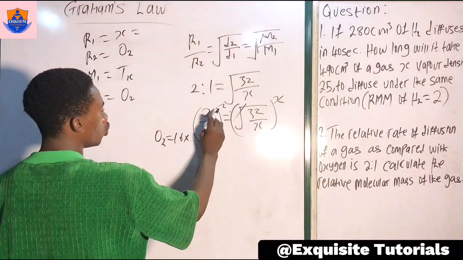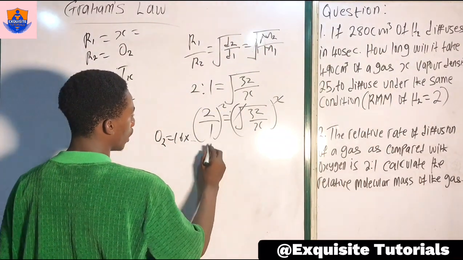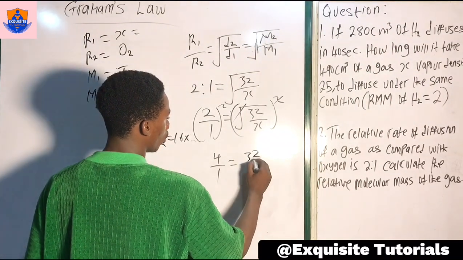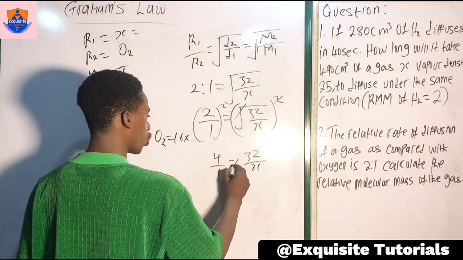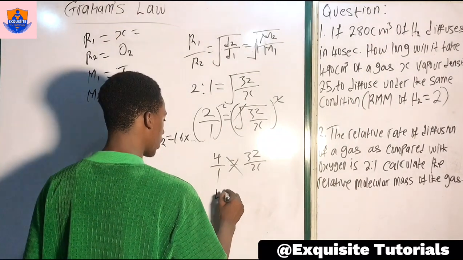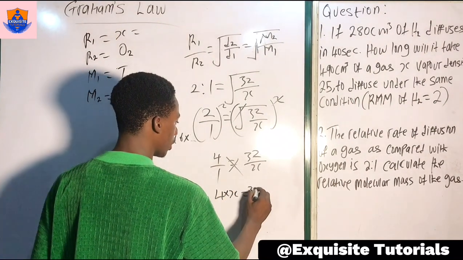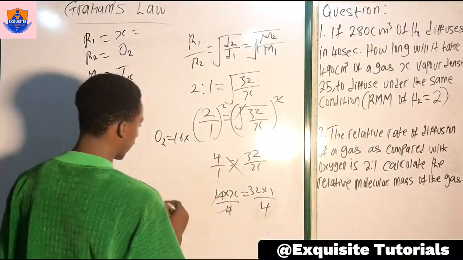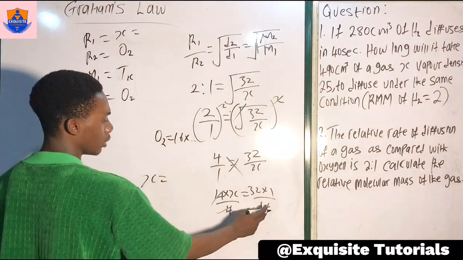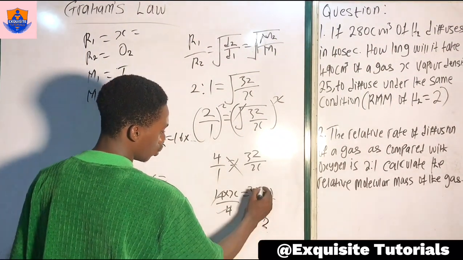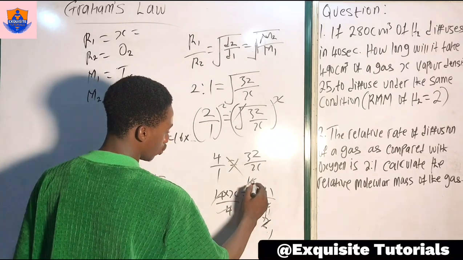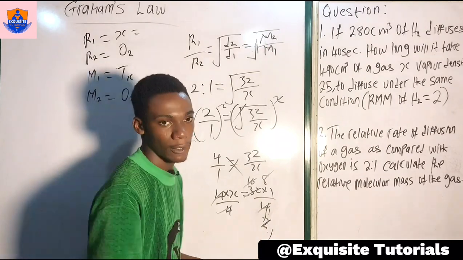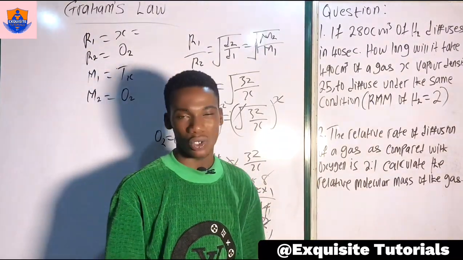So 2 squared gives us 4, 1 squared gives us 1, equal to 32 over x. First, multiply: 4 times x will be equal to 32 times 1. So we have to divide by 4. Dividing both sides, 32 divided by 4 gives 8. So we have x equal to 8. That's the answer to question 2.